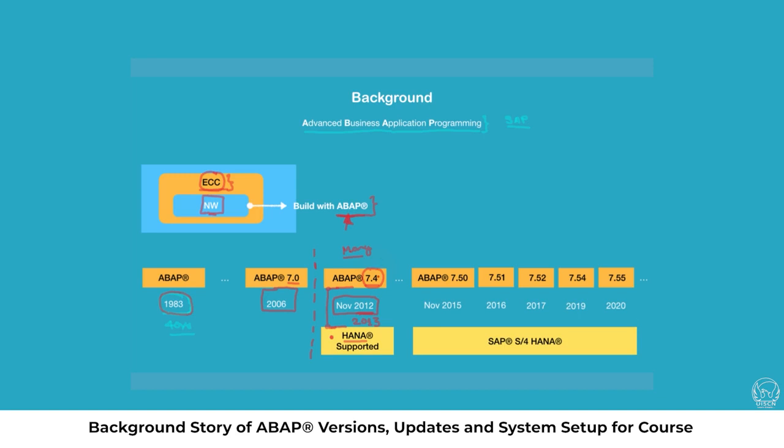This was also the time when code pushdown was introduced, or suggested, to developers. So you push the code to the database instead of bringing the data from the database layer to the code. Code pushdown was primarily suggested as a best practice to be followed by the ABAP developer, which previously was the other way around.